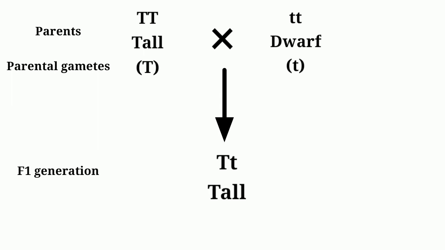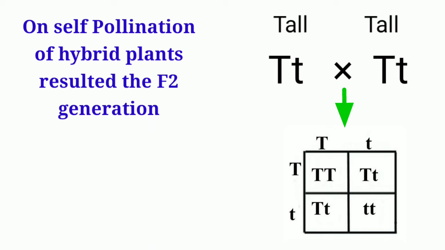Now in order to see the result of Mendel's second step, that is self-pollination in the hybrid individual, he allowed self-pollination in the bisexual flowers of this hybrid plant. And in the second filial generation, he got a similar result. Now let's see what the result is here. On self-pollination of the hybrid plants, it resulted in the F2 generation.